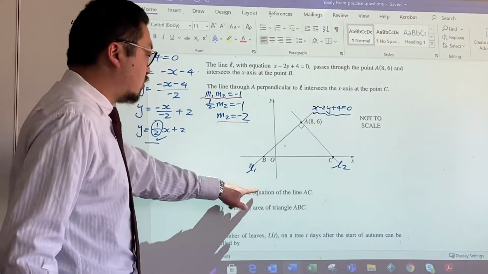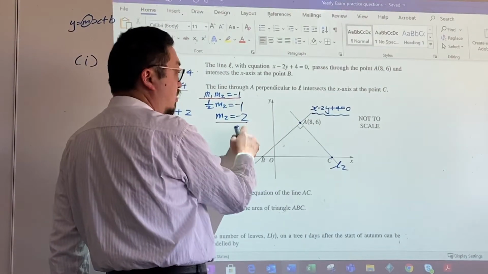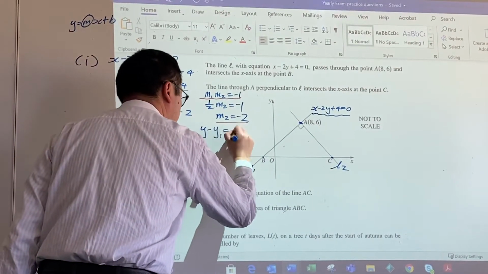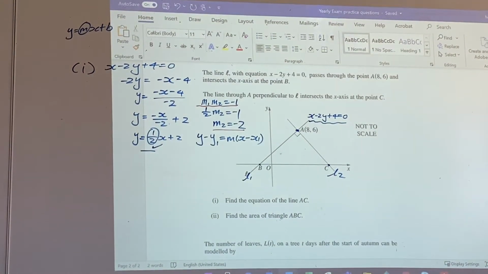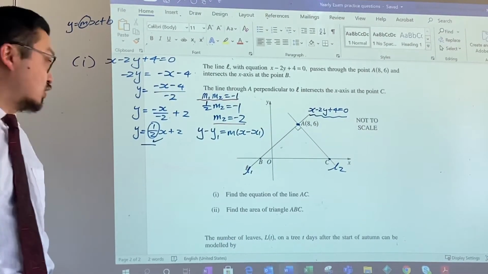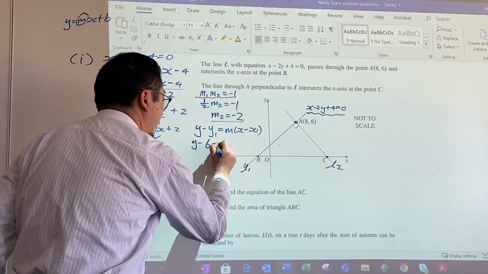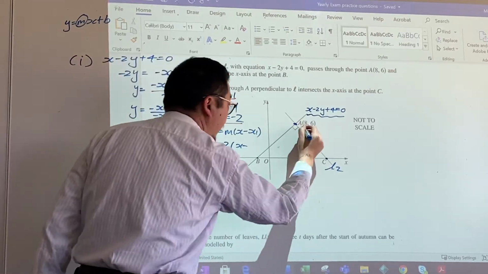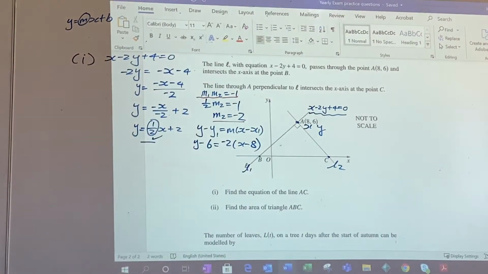Now, focus on the question. The question asks, find the equation of line AC. Where's AC? This one. I know the gradient, minus 2. I know the point it passes through. So, y. Do people know what to do from here now? I know the gradient, I know the point. Sub in. Excellent. Let's have a look. What's y1? What's the gradient? What's x1? That's your x, that's your y. From here, not hard now.